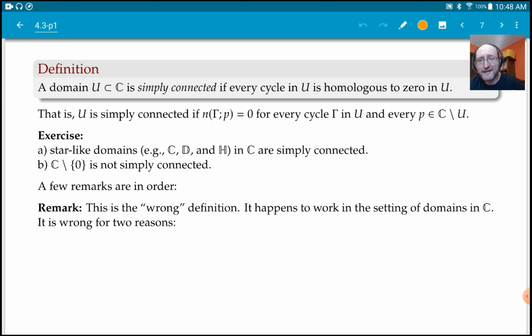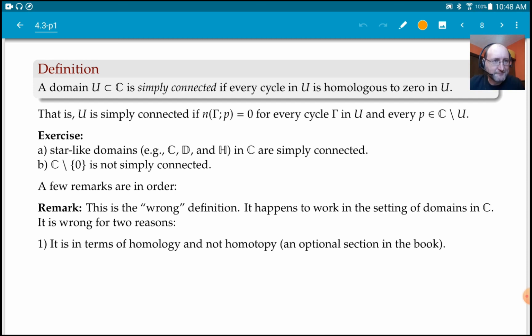One of them I've already made. This is the wrong definition. It's not the right definition. Don't go to a topologist and say, this is the definition of simply connected. This is kind of the definition of simply connected. It happens to work in the setting where we're doing it. And it's wrong for two reasons.